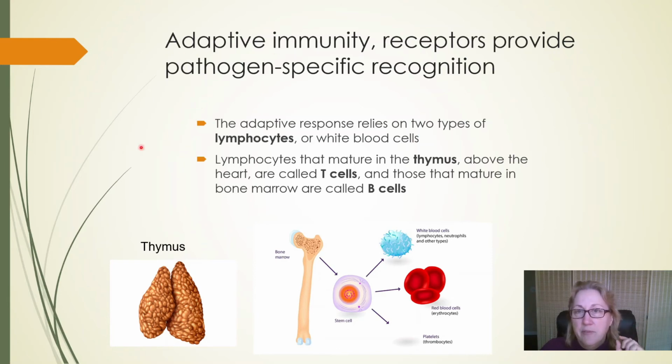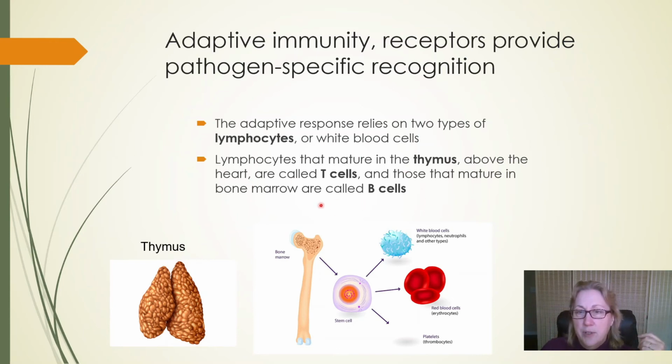So adaptive immunity involves receptors that can recognize the shape of specific molecules on the invaders. These specific molecules, or the shapes, are called epitopes. Epitope is just a fancy word for the shape of something, usually some kind of a protein.